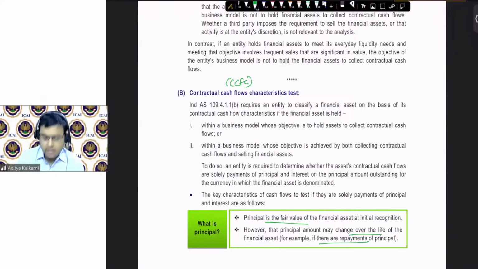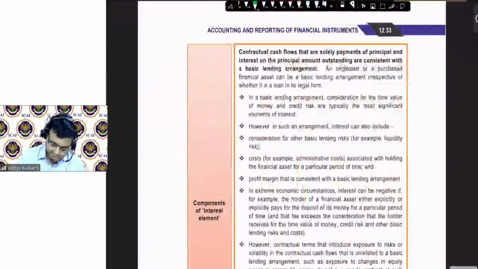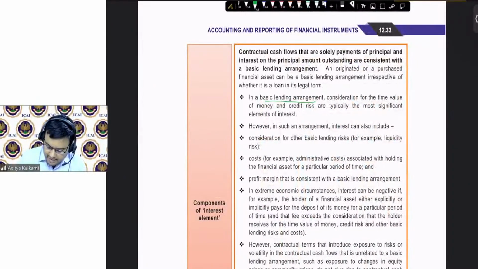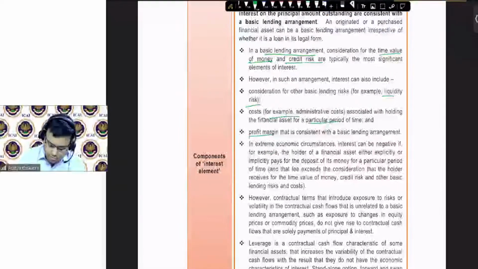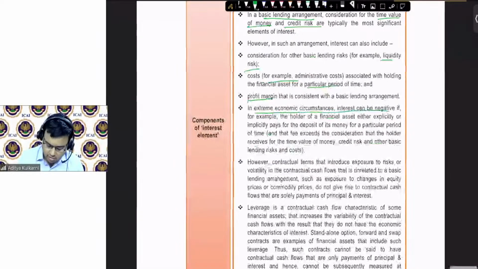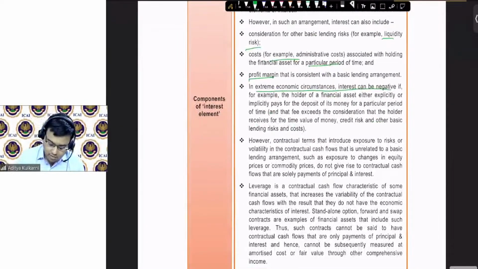Okay. Principal may change on account of repayments. Components of interest in a basic lending arrangement: time value of money, that is inflation. Credit risk is also there, but there could be other items also, like for example liquidity risk, you have told me already. Costs could be there, like processing costs, administration fee, etc. Profit margin we have covered. Okay. Interest could be negative in extreme economic circumstances. So anyway, that is not what we get to see here.